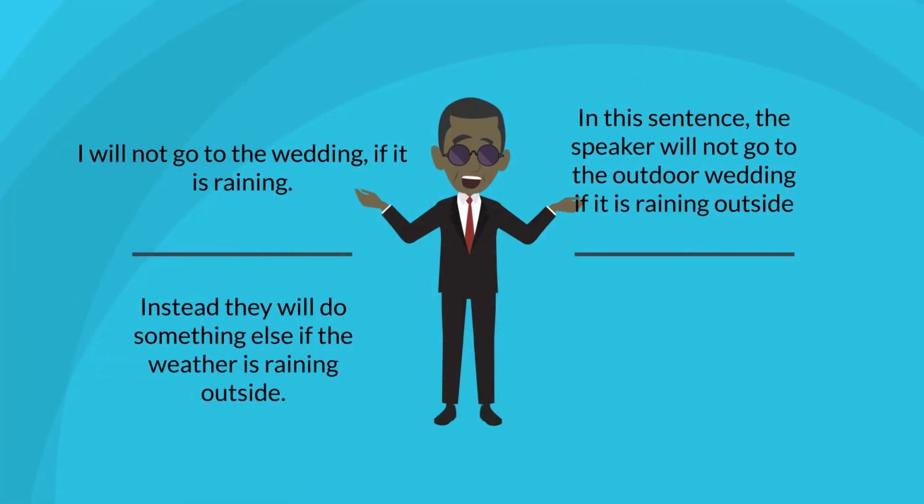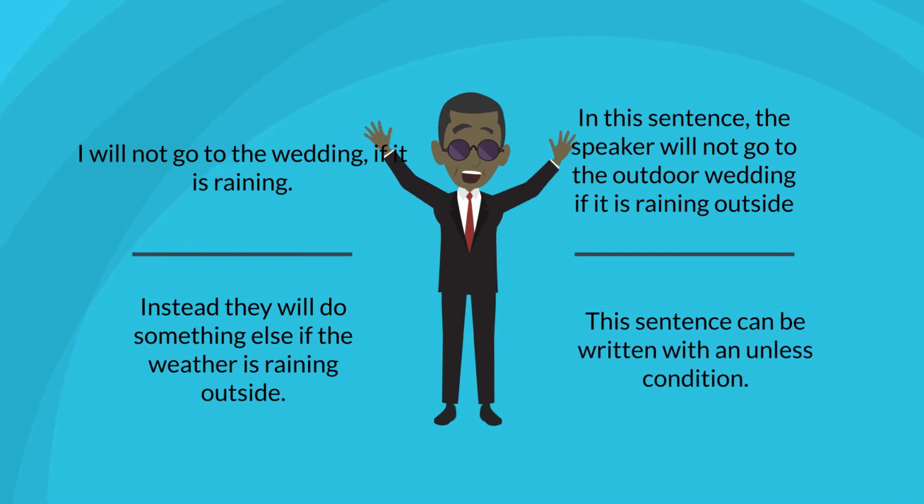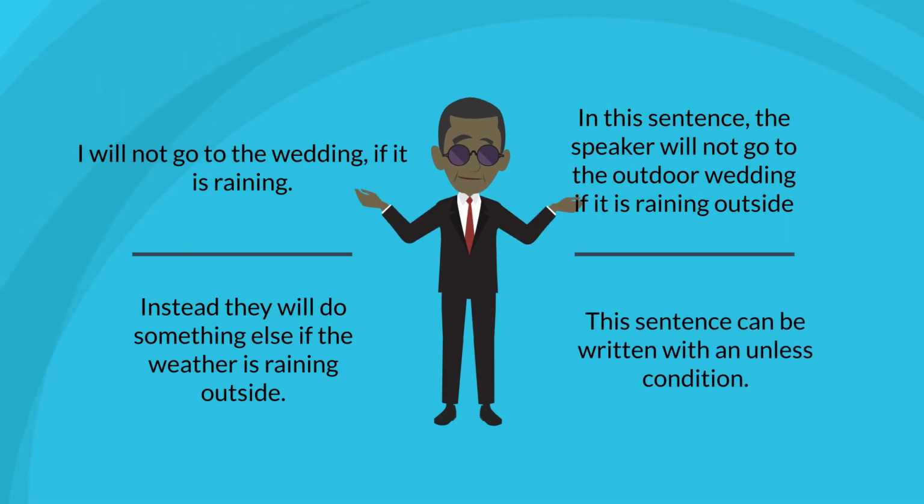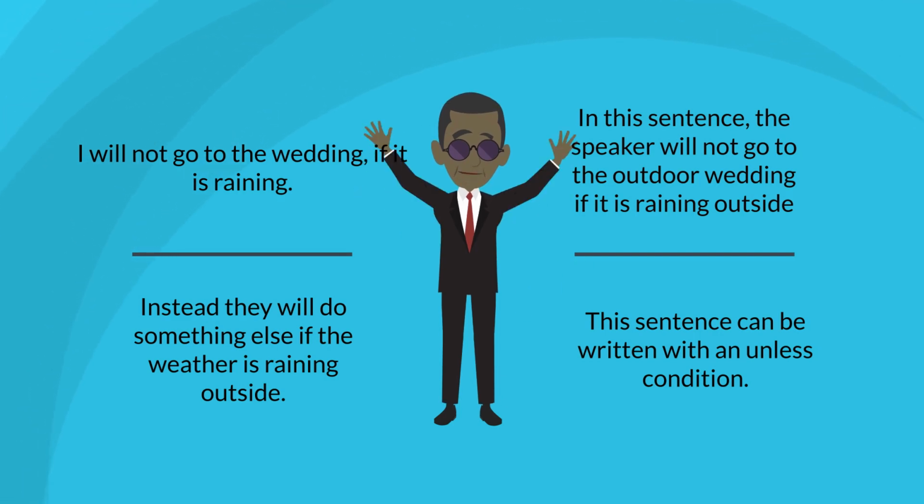I will not go to the wedding, if it is raining out. In this sentence, the speaker will not go to the outdoor wedding if it is raining outside. Instead, they will do something else if the weather is raining outside.